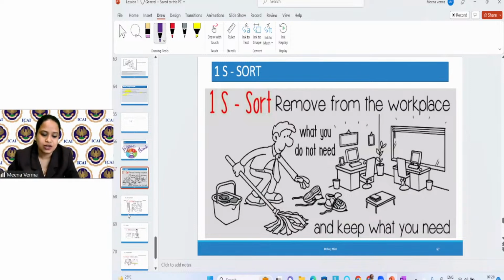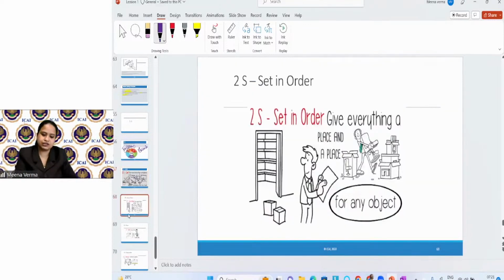The English conversion of these Japanese words: sort means remove all the unnecessary products from the organization. Like I gave the example, if there is any file which is not required again, I delete that file immediately. So you remove all the things which are not at all needed in the organization. For example, you have a phone, you click some picture and you don't like it, so you immediately delete it. There is no point in keeping those pictures. So the point is to remove from the workplace what you do not need and keep what you need. This was sort.